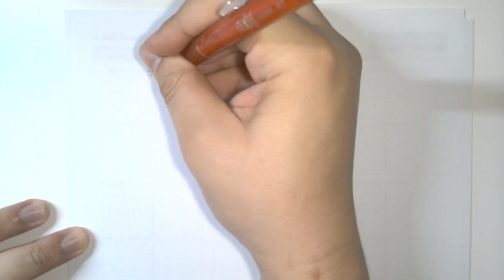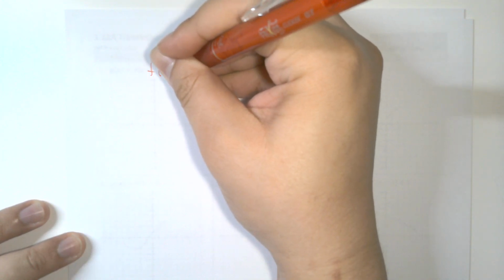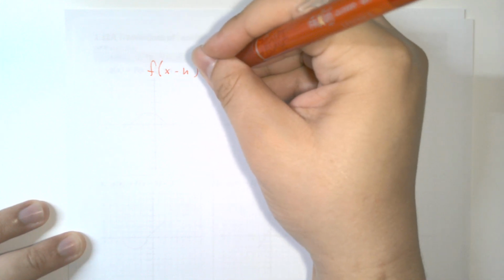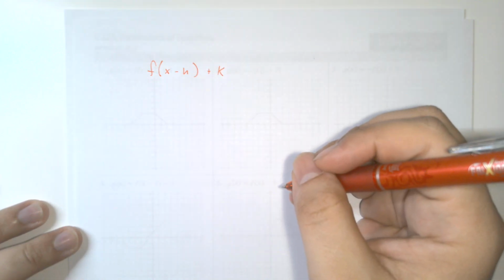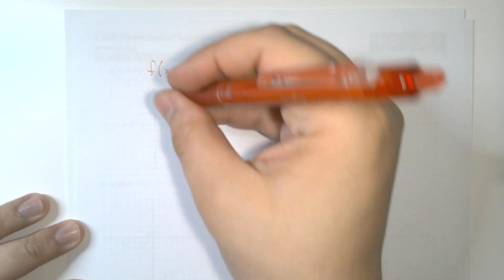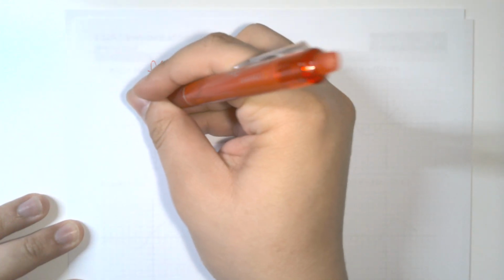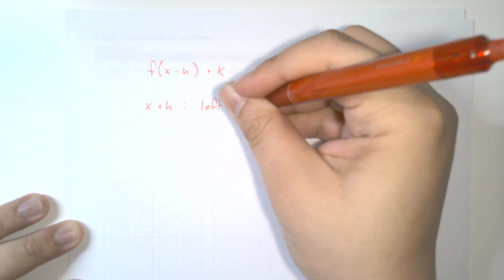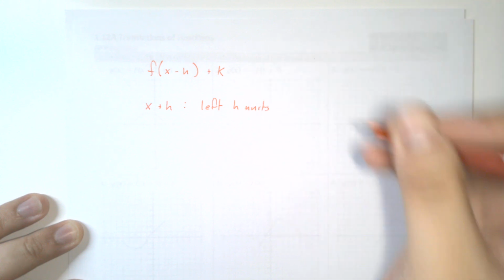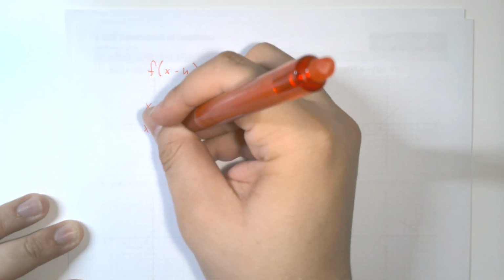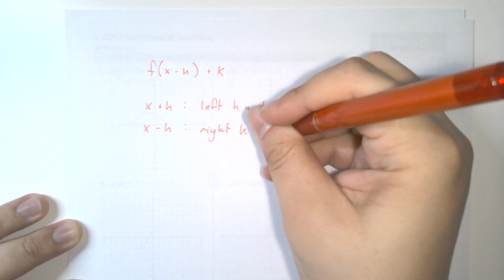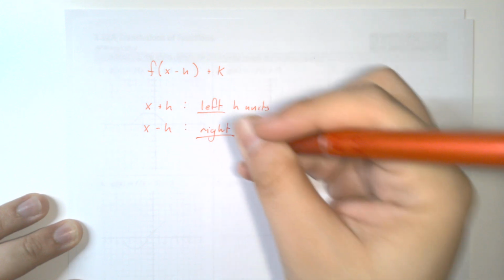When we have f of x plus or minus a number, but plus, sorry, minus h plus k, this is going to be the general form of our transformations. So when we see x plus h, that means we're going to go left h units. When we see x minus h, this is going to be right h units. So left, right.